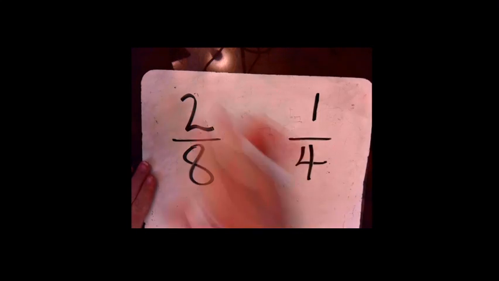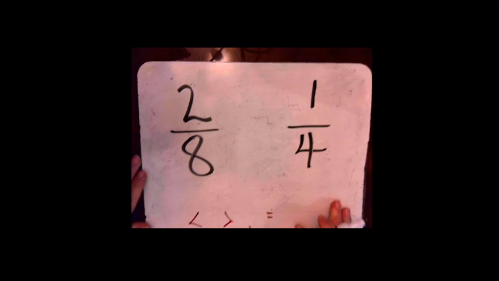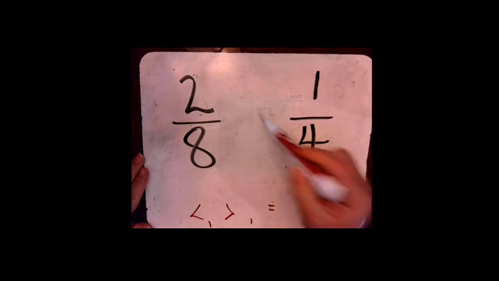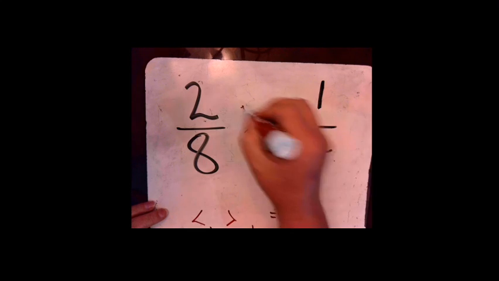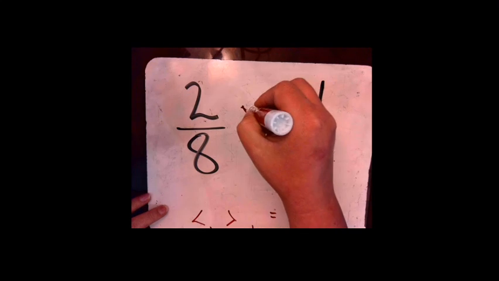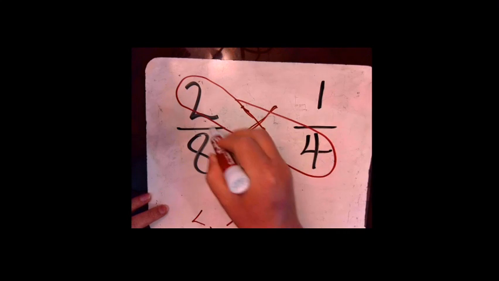Okay, if I have 2 eighths and 1/4, and I don't know which one is greater, and I've got to decide if it's going to be greater than, less than, or equal. Okay? So what I've got to do is decide. I don't know which one's bigger. I don't know which one is smaller. Here's what I'm going to show you to do. We're going to think about multiplying. Now remember, our multiplication sign is that big X. Remember that? So what we're going to do is multiply these two numbers and these two numbers.